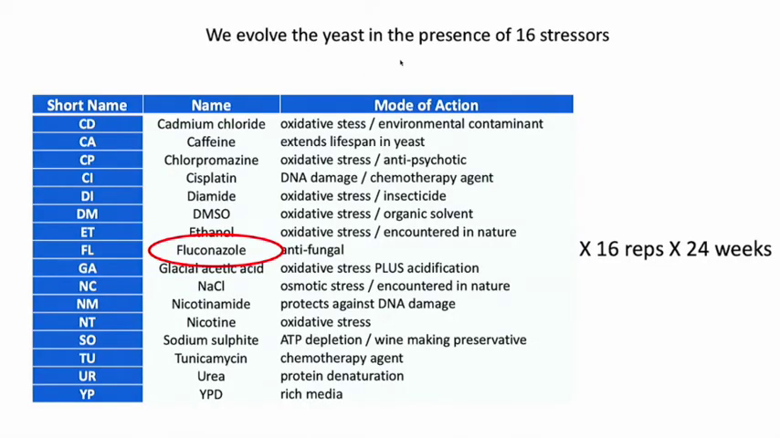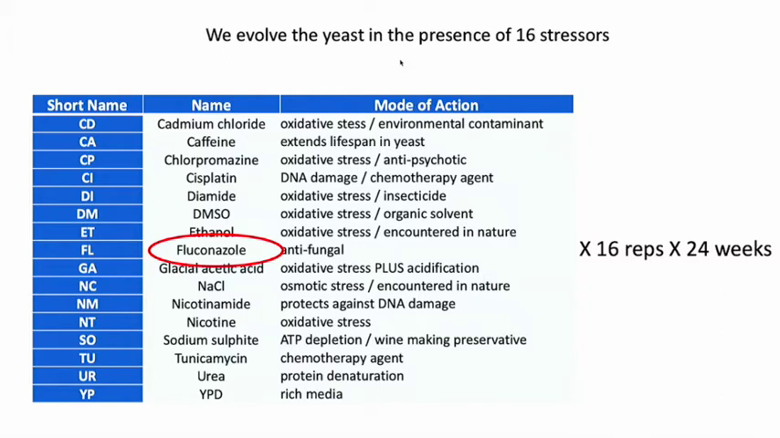So we're in the midst of a huge experiment where we're evolving the yeast in the presence of, I think, 16 different stressors. And these are the stressors. So we have ethanol, DMSO, cisplatin, a frontline chemotherapy drug, caffeine, salt, nicotine. These are pretty familiar drugs that we know we can dissolve in the YPD media and have been studied by other people.